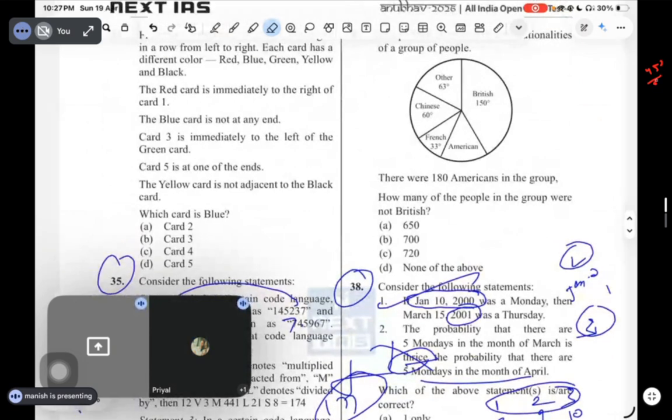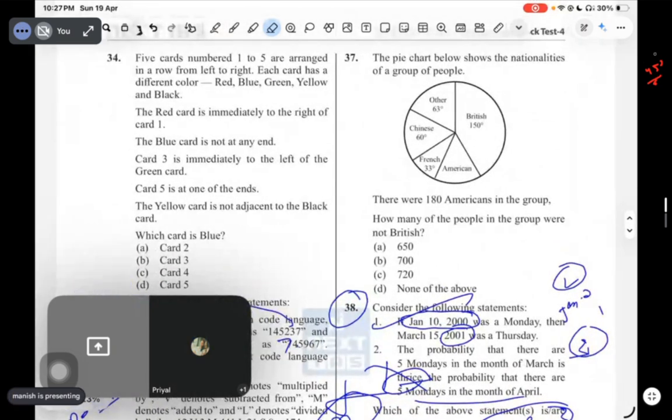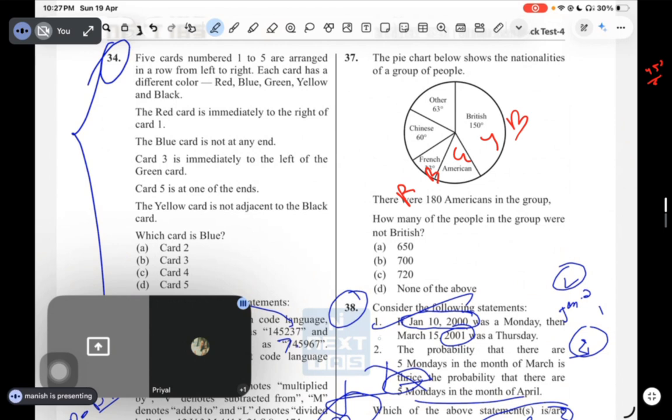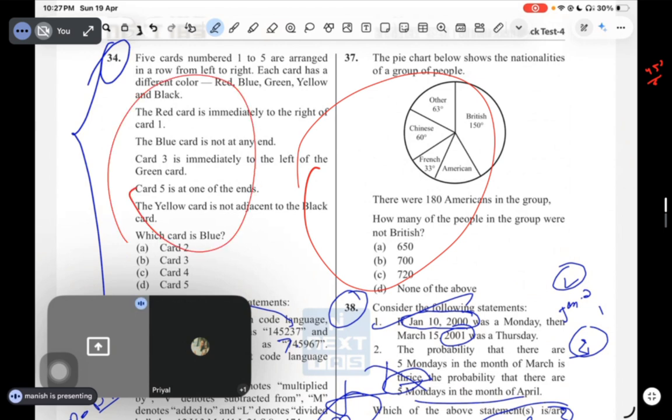Yes guys, this is the question which I was waiting for. I want you guys to solve this question. Five cards, numbered 1 to 5, are arranged in a row from left to right. Each card has a different color: blue, red, green, yellow, black. The red card is immediately to the right of card 1, and the blue card is not at the end. Card 3 is immediately to the left of the green card, and card 5 is at one of the ends. The yellow card is not adjacent to the black card, guys. This is very important information.